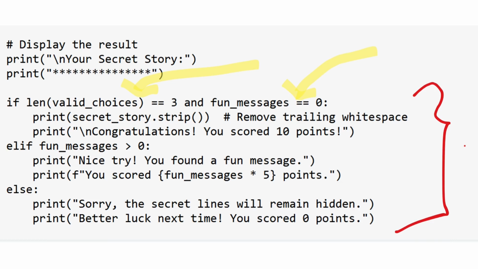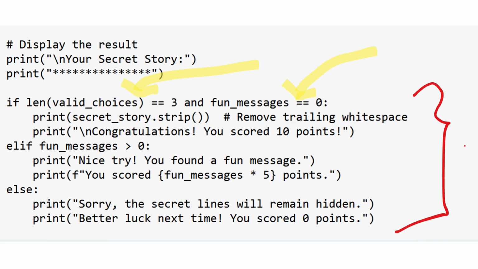That's what is happening. And so our elif block is nothing but, yes, it is going to check if the fun message is greater than 0. In case the user really chose a fun message, of course it will be incremented, and so the elif block will be executed. It is going to tell you, nice try, you found a fun message, sorry, like that. And fun message means we are going to give very few points. So the user is going to get only 5 points here.